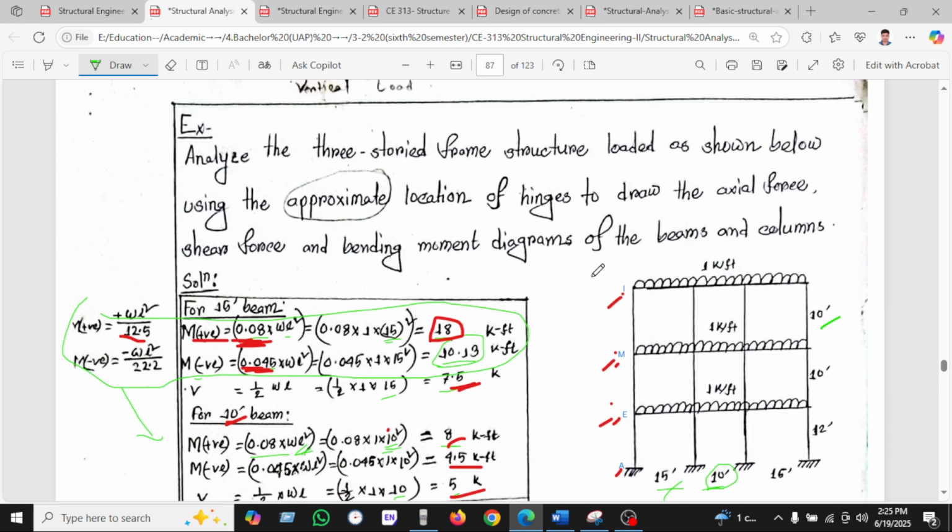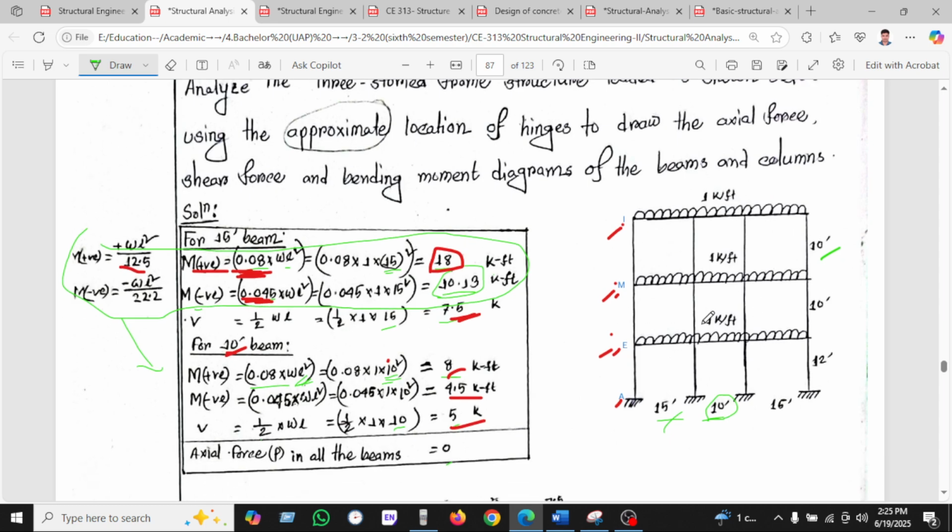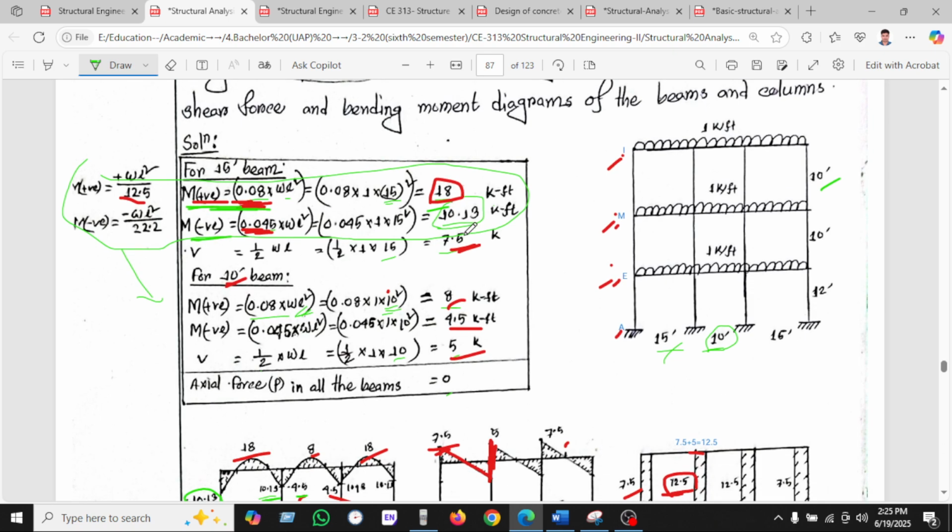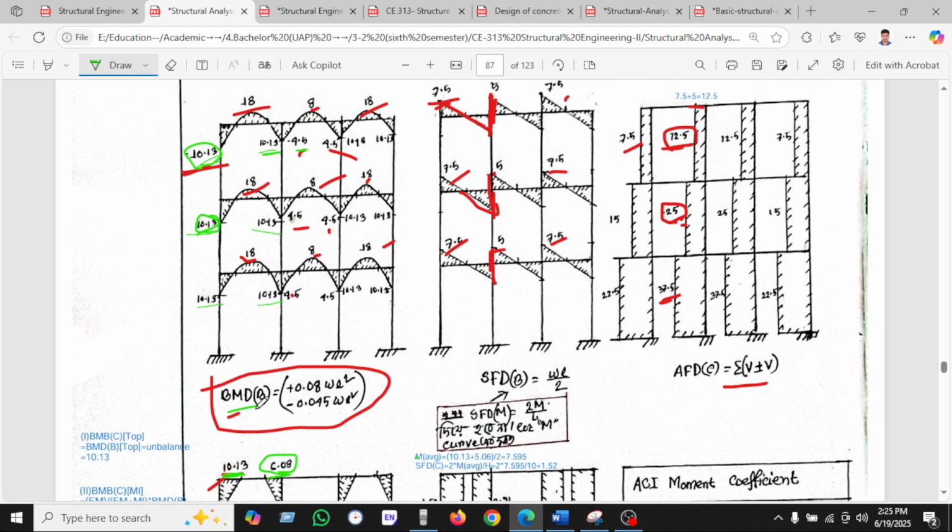This is our example. We can use the positive moment diagram, using this formula WL, and found 18, and the negative formula also gives 18. In this way we can calculate and draw the bending moment diagram based on this formula.